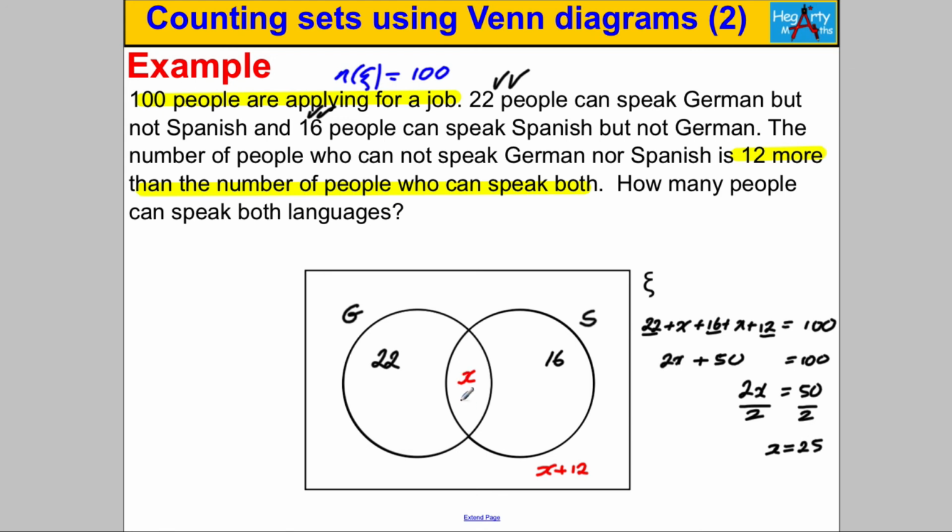So we know for sure therefore that this is 25, and this here must be 25 add 12, which is equal to 37. Now the question said how many people can speak both? It's 25. So 25 people, and we're done.